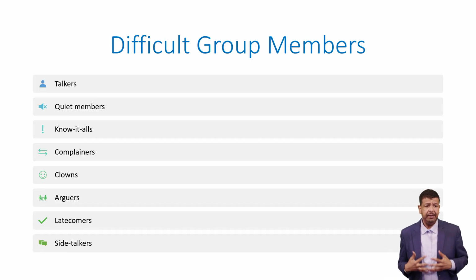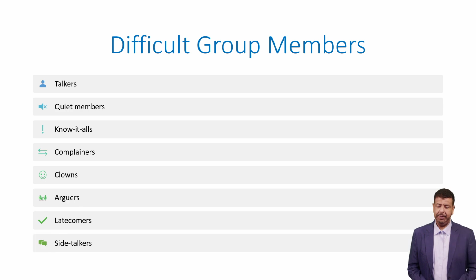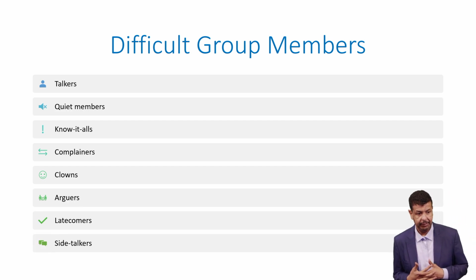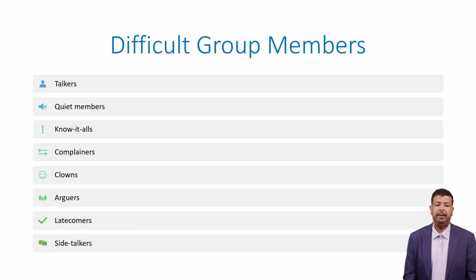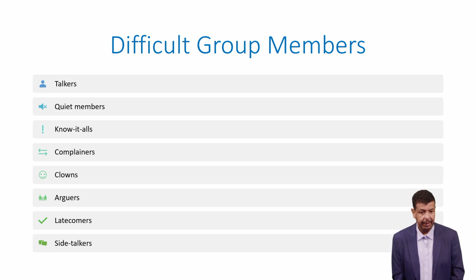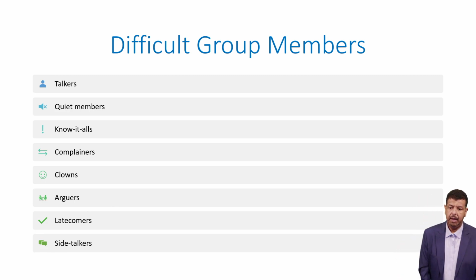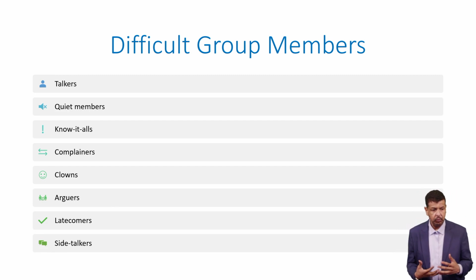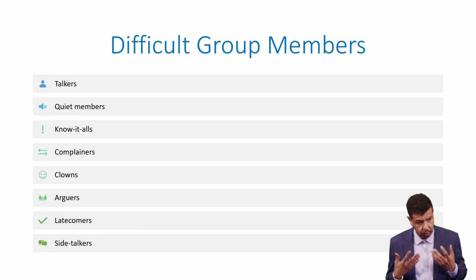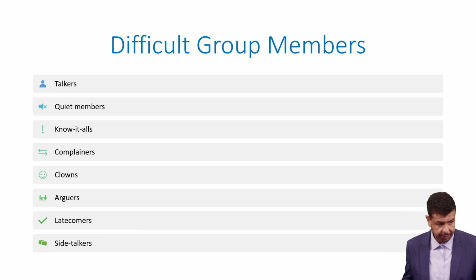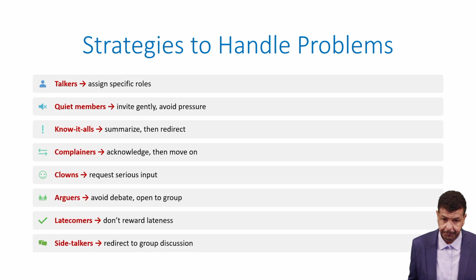We have difficult members in the group, and we encounter them in our day-to-day life as students in the group. Some of the group members may be talkative, some of them quiet, some of them act as experts who know it all, some of them complainers, clowns, arguers, latecomers or side talkers. How to deal with them? The next slide will provide you with some suggestions. You can use them or you can use others, depending on the context.